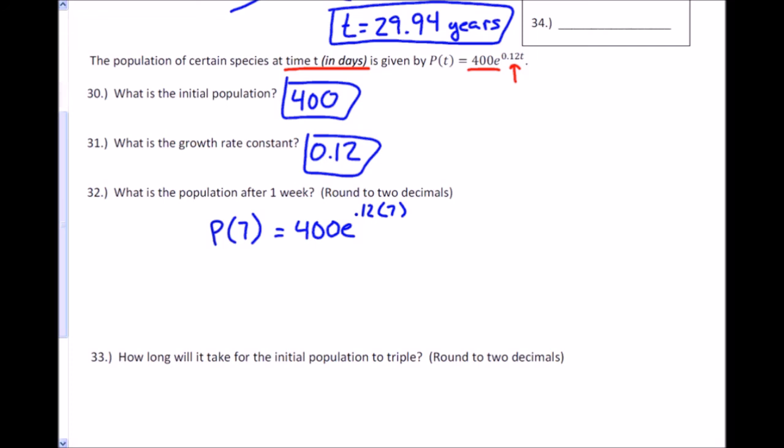Okay, so we're going to do e raised to that. It ends up being 0.84, and then multiply by the 400. This is just plug it into your calculator here. 26.55. Okay. And that's it. And really over here, this is just notation. That doesn't do anything. It's saying P of 7, the population at 7 days.